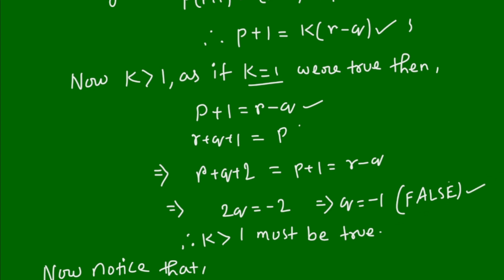Q is a prime and it's obviously a positive integer. So this means that we can rule out k equals 1, and this was important. You should see why it was important in the coming part. So k greater than 1 must be true.